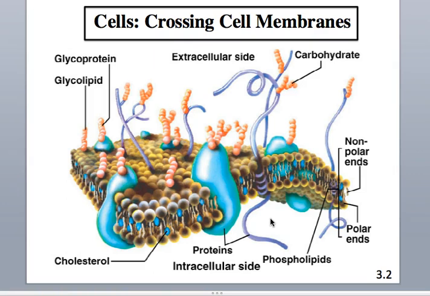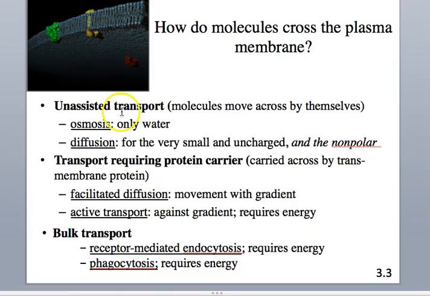But it's kind of definition heavy, and so it's very important to keep these things separate, but there's a couple different things that cells can do. So we're going to talk about something called unassisted transport. So these are two ways that things just move by themselves completely naturally.